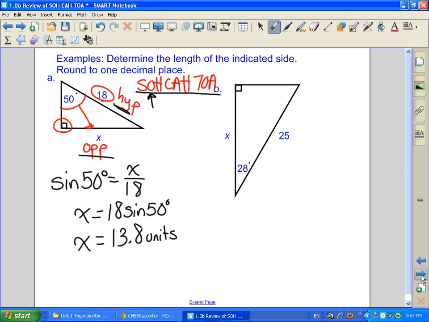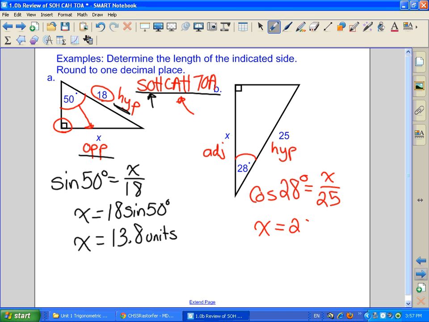All right, let's try example B. Again, I look for my angle of reference, and where do I have information? My x is my adjacent side, and my 25 is my hypotenuse. So again, looking at SOHCAHTOA, in this case, which one has an A and an H in its grouping? It is the cosine. So we're going to go cos of 28 degrees equals, again, go in order, adjacent, which is x, divided by 25. Cross multiply, x equals 25 cos of 28 degrees.